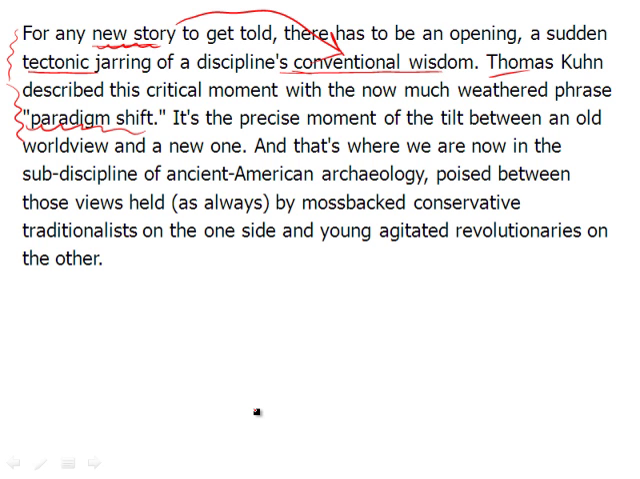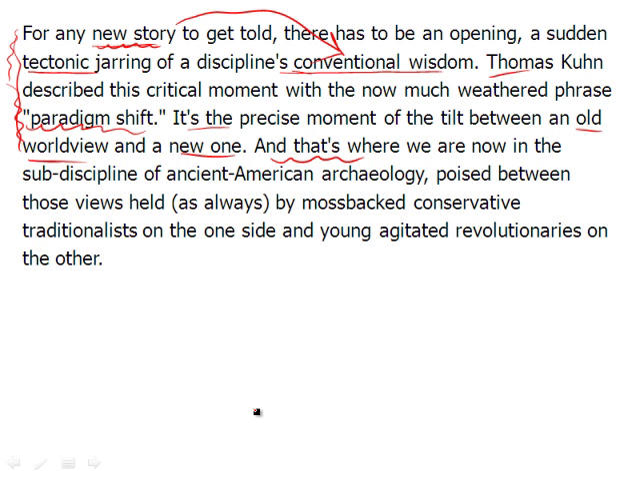And then it goes on, elaborates here. It's the precise moment of the tilt, when you go from one way of looking at the world to a new way, a new theory, a new story coming out of or going against this old worldview. So again, we need this old worldview to be challenged. The first part of this passage is dealing with what a paradigm shift is, what's happening, how the new story is relating to the old story. And now we have a specific example.